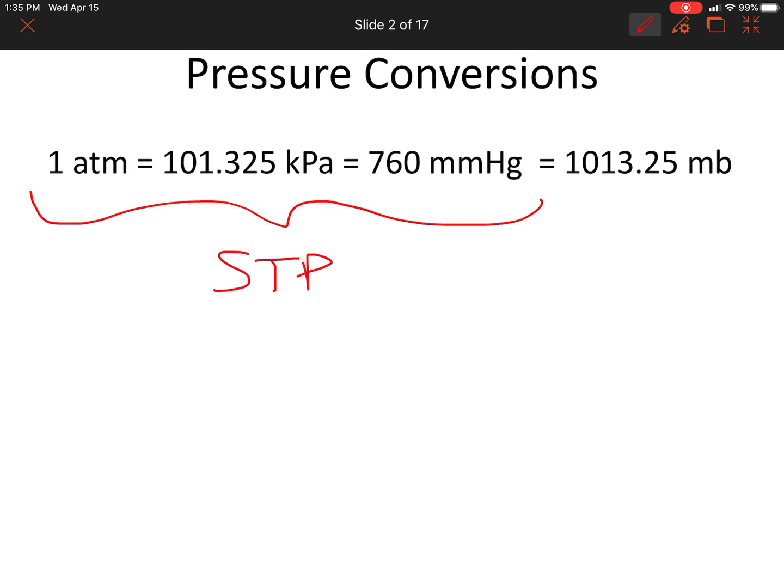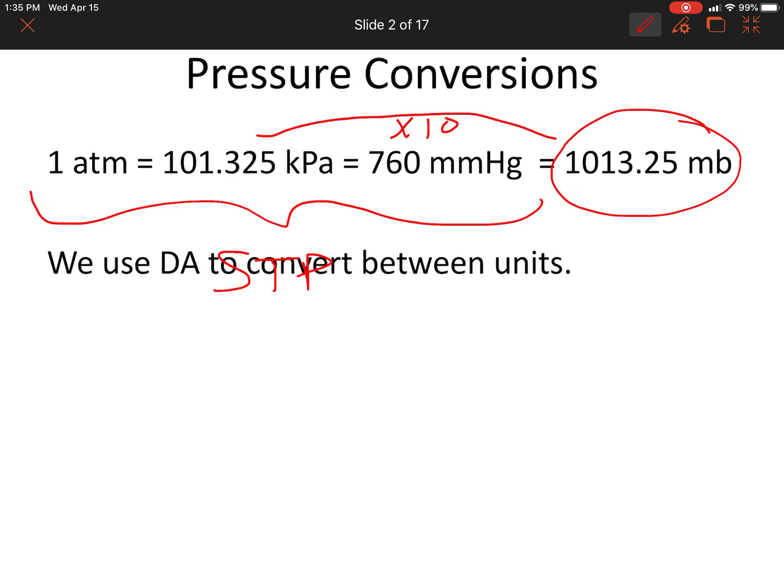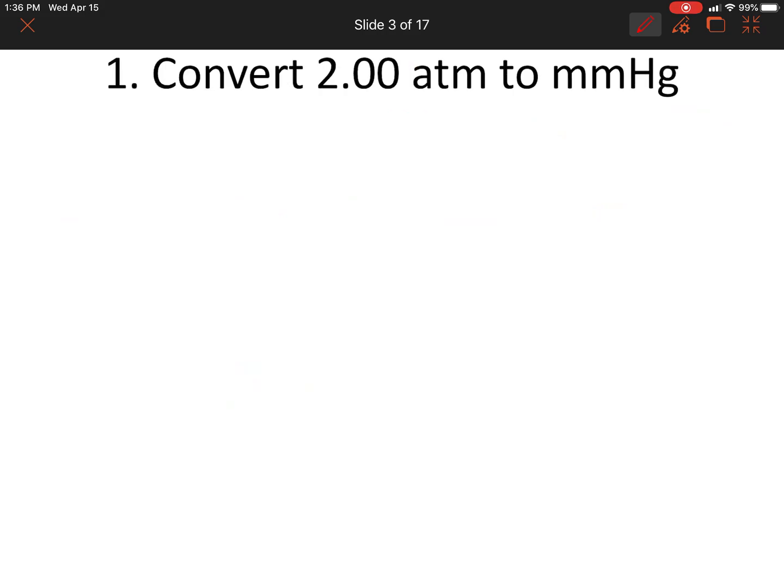So these are not new for you. You would have had to memorize these in our first unit when we talked about STP, right? The only new one here is our millibars, and you'll notice that these two are related by a factor of 10. So if I multiply kilopascals by 10, I get millibars. We are going to use dimensional analysis, our friend, our favorite, to convert between units.